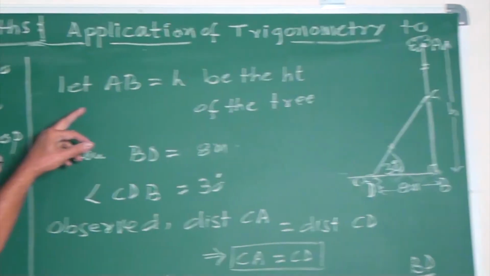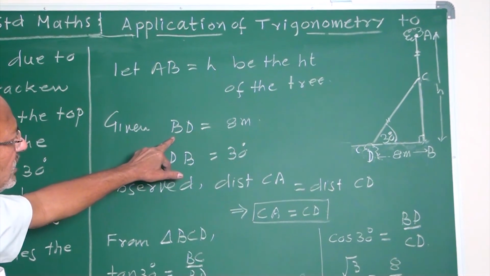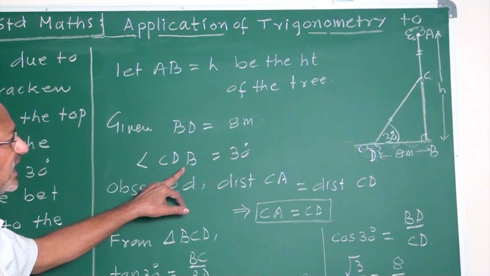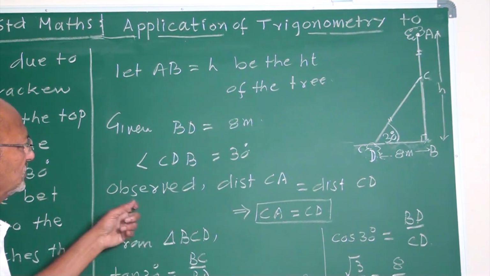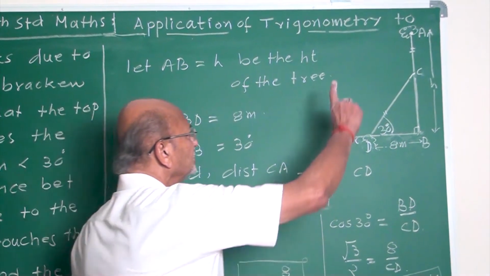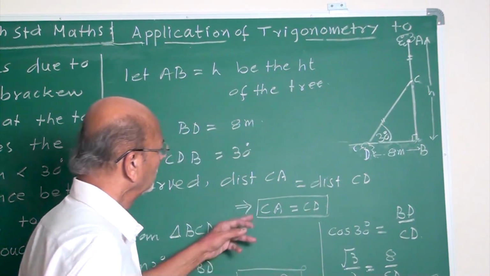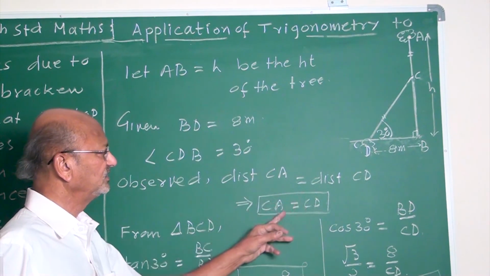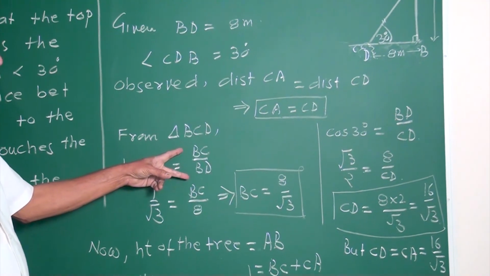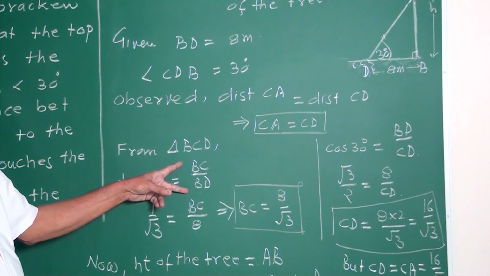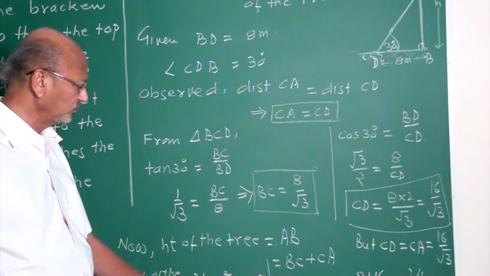Solution: let AB equal H be the height of the tree. Given BD is 8 meter, this is the angle of elevation. CDB is 30 degrees. It is observed that the same broken piece lies here, so these two pieces are equal. Distance CA is distance CD. CA equals CD. You take tan 30, BC upon BD, which is 1 by root 3. BC upon 8, so BC is 8 by root 3.